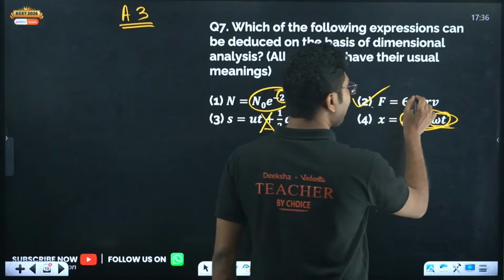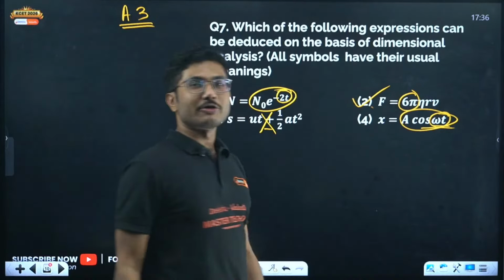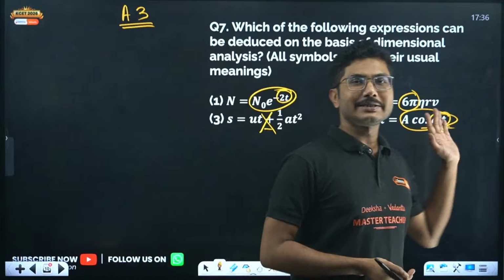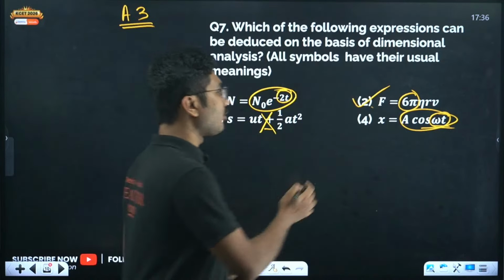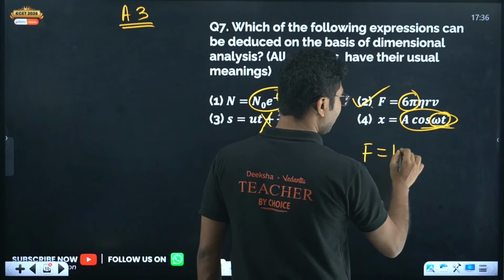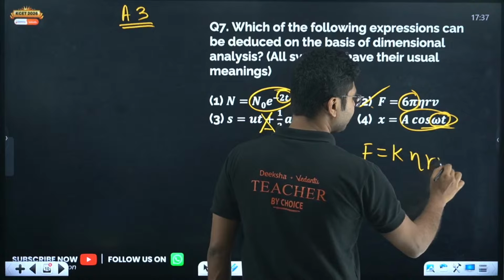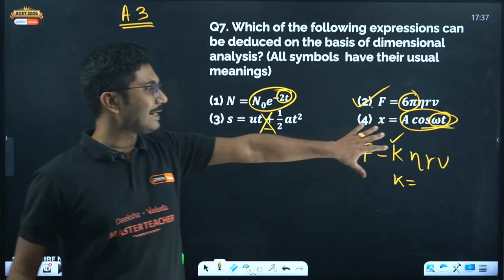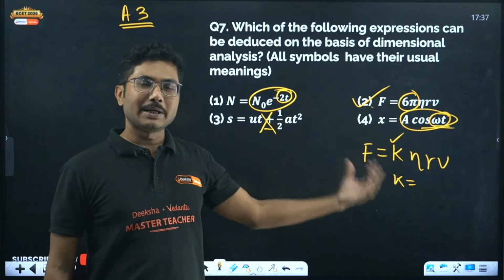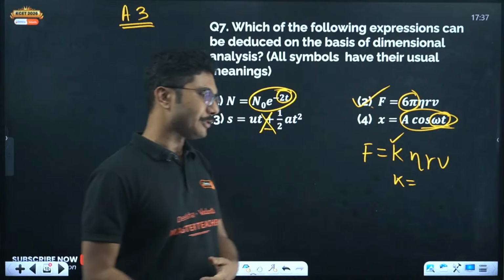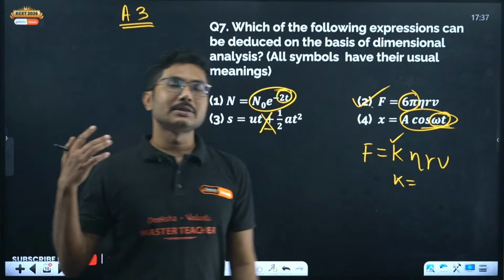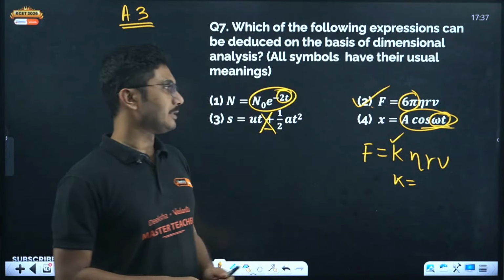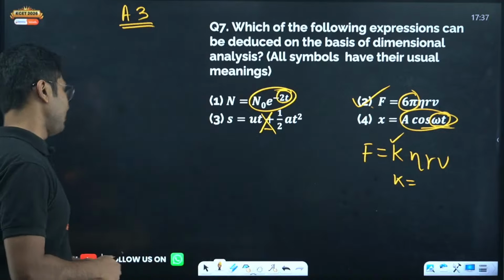So this 6 pi is a constant. This constant you cannot determine using dimensional analysis. Constants cannot be determined using dimensional analysis. If the formula was given as F is equal to some constant k times eta R V, where k is some arbitrary constant, then this could have been determined. The exact nature of k cannot be determined. If any dimensionless constant is multiplied with the formula, that cannot be determined using dimensional analysis. That's why it was given as a bonus question.